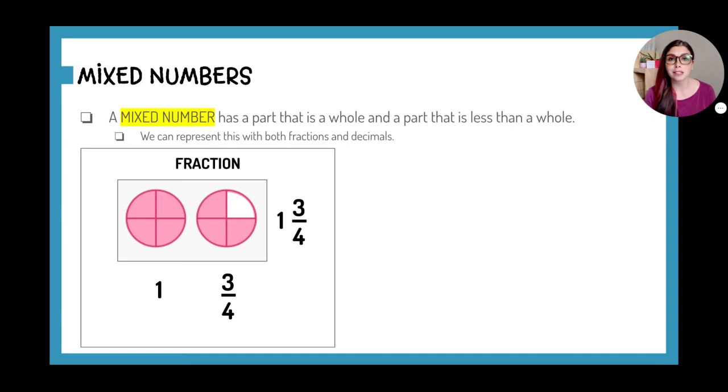So here is my mixed number as a fraction. I have one whole circle colored. You can see that there in the pink. And then I have a second circle where only 3/4 of the circle is colored. So if I put these two pictures together, I have one whole and 3/4. So that can be represented as the mixed number 1 3/4.